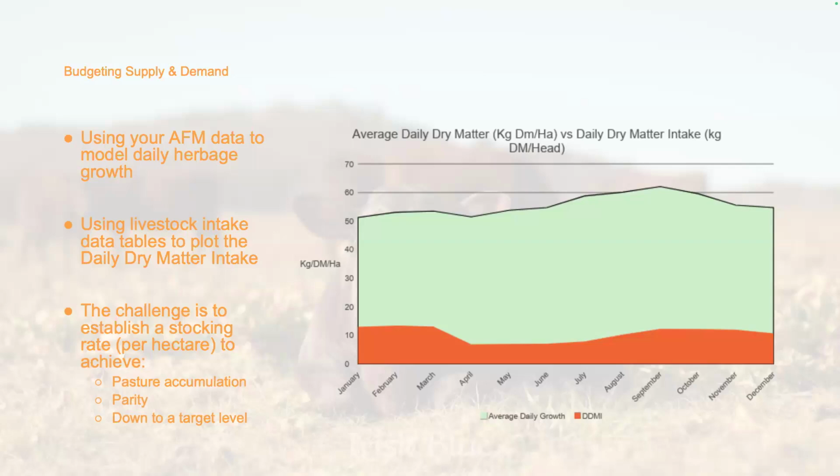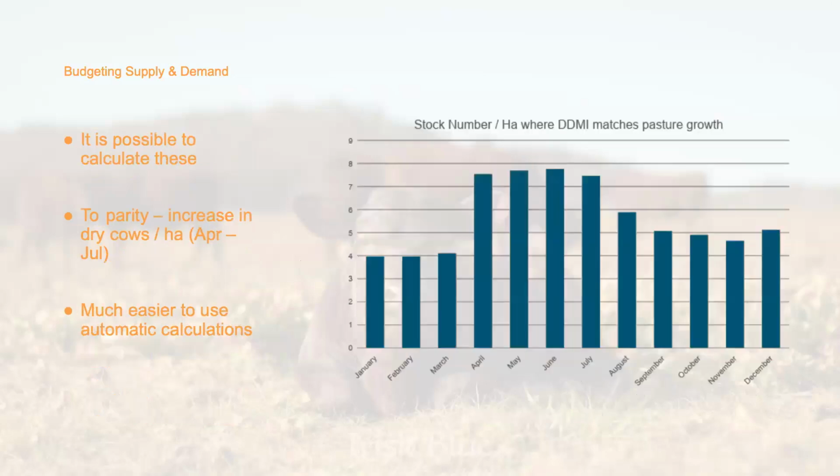So not consuming more than is actually being grown, so our pasture is being depleted, or allowing pasture to accumulate by not consuming all of it. And so at a broad level, you can start to look at your stocking rates just using that data on its own.